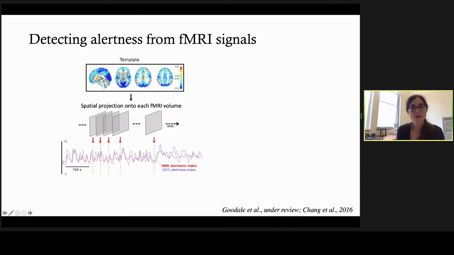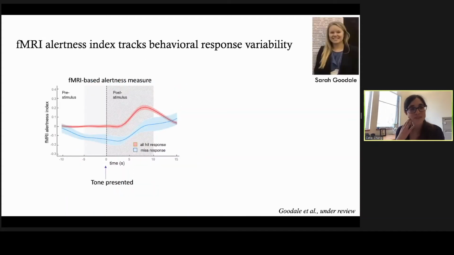And then further, we wanted to test whether this measure could also capture behavioral variability on a trial-to-trial level. People can have very variable behavior. Even if you're faced with the same stimulus, like a tone over and over, you may have different reaction times, and in part, that may relate to how alert you are. So what we found was that if you look at a short time window around each stimulus, and sort the trials based on whether the subject pressed the button, in red, or missed it, in blue, our fMRI-derived alertness measure was higher overall in those trials where they responded compared to when they missed. And that was even before the stimulus happened. This is work from Sarah Dale, a PhD student in our lab.